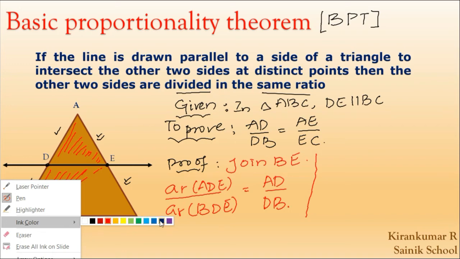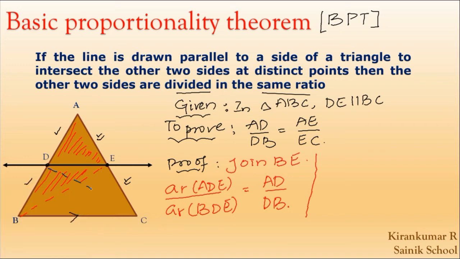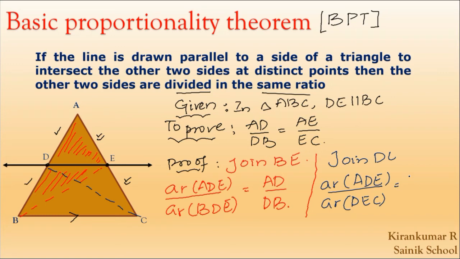In the same way, let us do one more construction. We are going to join this DC. Upon joining DC, we get two triangles. Now I'll consider the area of triangle ADE by area of triangle DEC. This will be equal to the ratio of the bases AE upon EC.